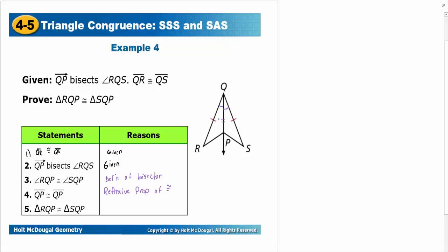So now I have my side angle side relationship. Hopefully you can see the included angle in there. It's the angle in between the two sides. So these triangles then are congruent by the side angle side postulate.